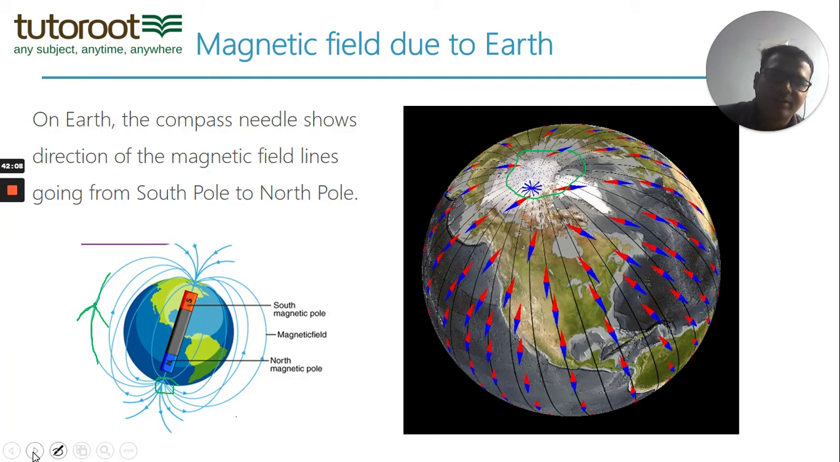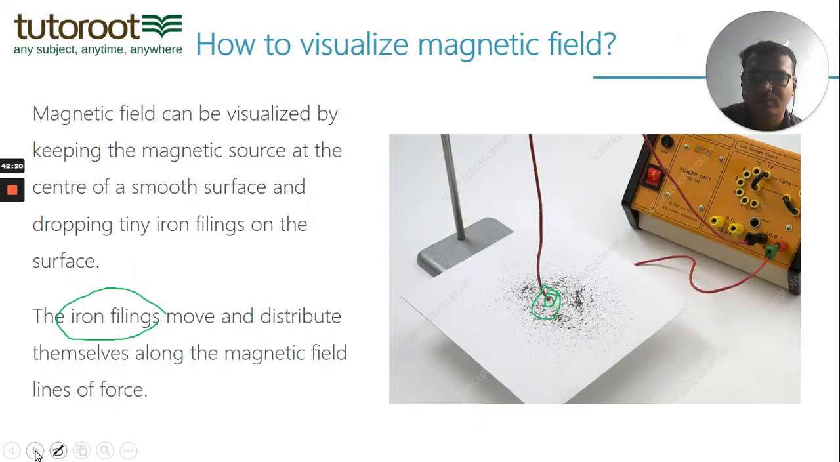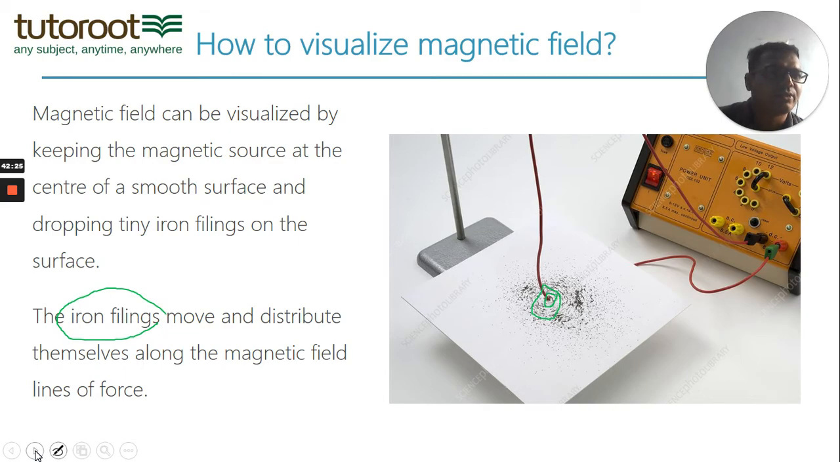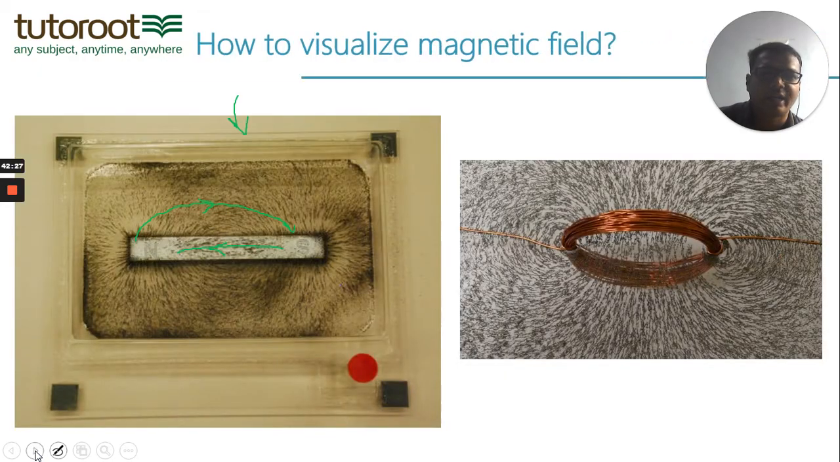Magnetic field due to Earth, very important point: the magnetic north pole of the Earth is actually the geographic south pole, and the magnetic south pole of the Earth is actually the geographic north pole. So visualizing a magnetic field is very easy to do, even by using iron powder or iron filings. When you spread them around a magnet, they align themselves in the direction of the magnetic field lines and they create a beautiful pattern.